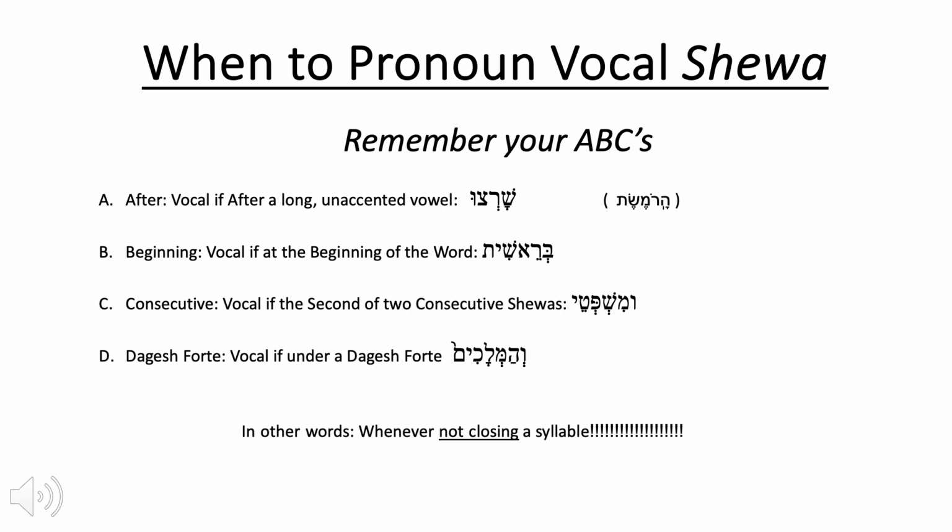Finally, Rule D. Pronounce the schwa if it is under a dagesh forte. Va, ha, m, lakim. The mem has a dagesh forte, so pronounce the schwa. We know this is not a dagesh lene because mem is not a bagad kafat letter. Often, those schwas under a dagesh lene will also be pronounced, such as ba-re-sheet in Rule C. But a schwa under a dagesh forte is always pronounced.